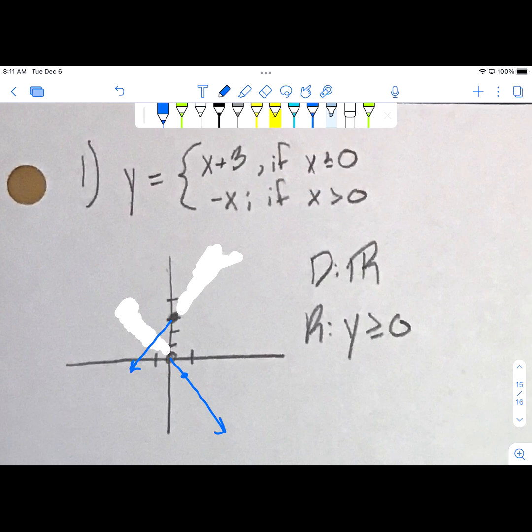Now that changes our range. Our domain is still all real numbers, but our range would be everything below this point. It's less than or equal to positive 3. So it's everything below that point right there.